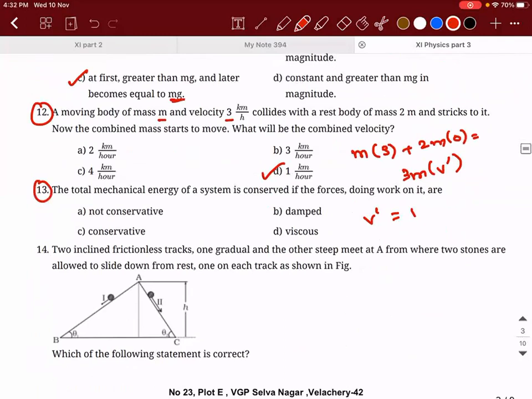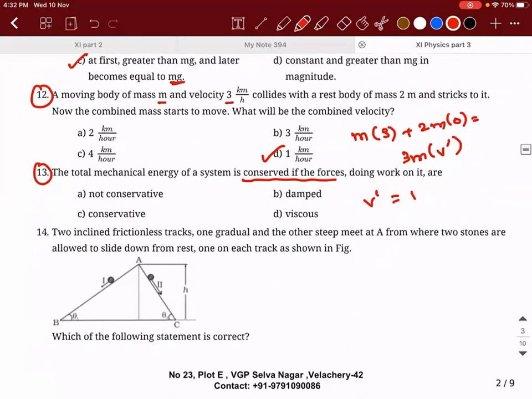13th, the total mechanical energy of the system is conserved if the forces doing work on it are? I told the statement already. What does the energy conservation theorem state? Only when conservative forces are acting on the system, the total mechanical energy of the system is said to be conserved. Answer is conservative.